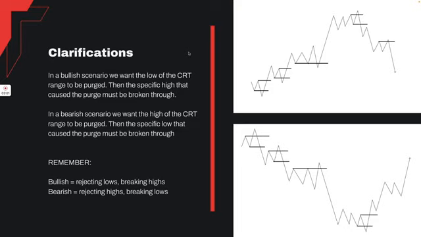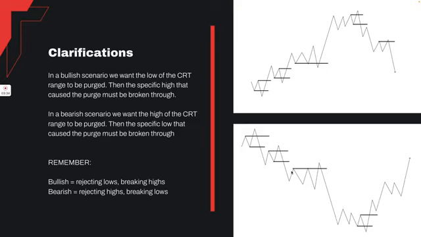As you all remember, time is fractal in nature. These concepts can be applied to the monthly chart, the weekly chart, the daily chart, the 1 hour chart, down to the 1 minute time frame. This is the bearish scenario. High purged, low that caused the purge broken through. We are now bearish.